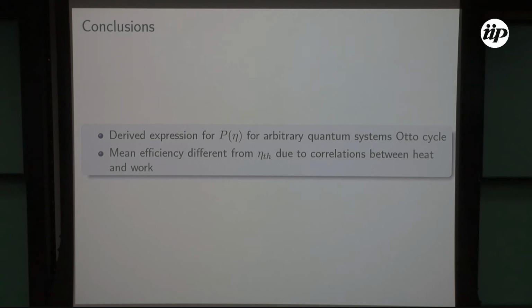So the main conclusions of my work are: we derived this expression for the efficiency distribution for the quantum Otto cycle. For an arbitrary quantum system, one just needs to know the unitaries. And we discovered that the mean efficiency we obtain by evaluating this expression will always be lower for the adiabatic case than the thermal efficiency because of correlation between heat and work.